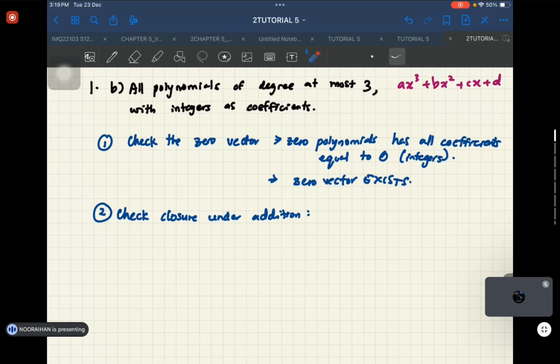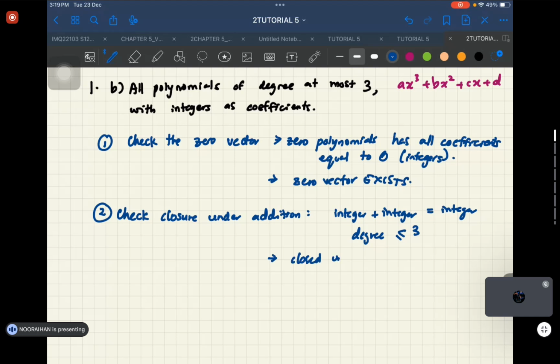Okay, so now check closure under addition. Integer plus integer, you will get an integer, and the degree of the polynomial stays less than or equal to 3. So it is closed under addition.